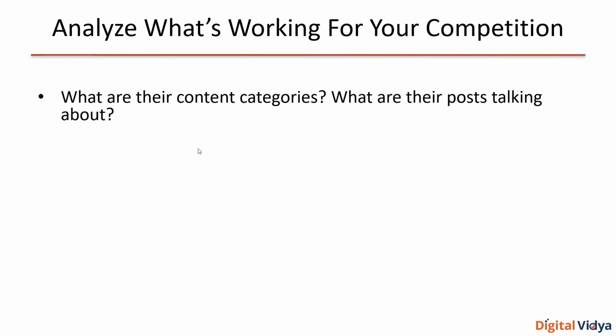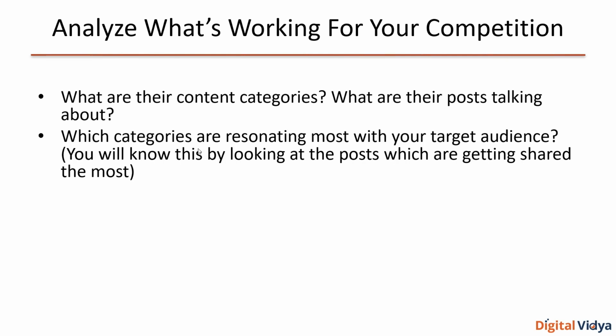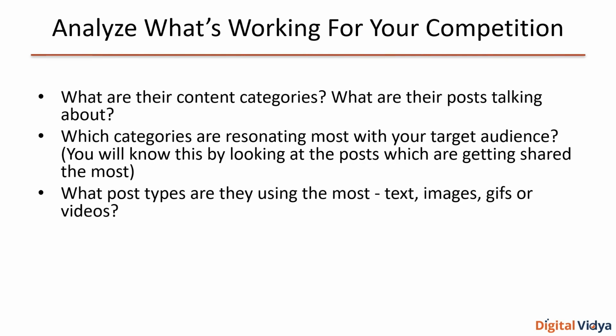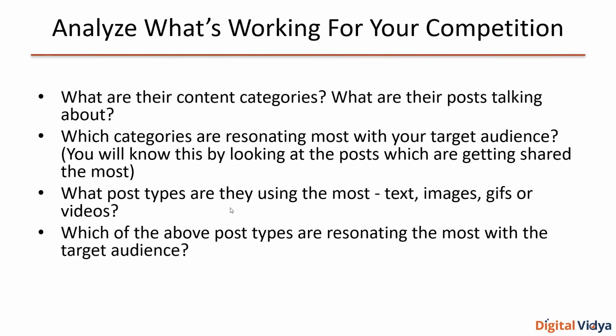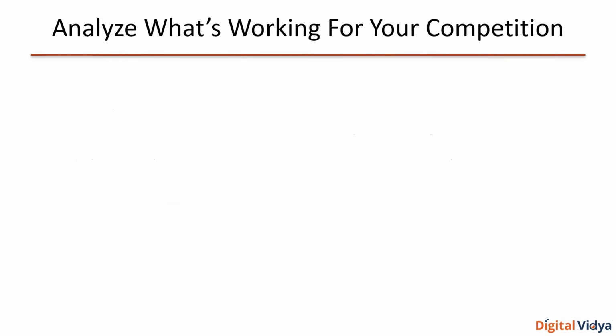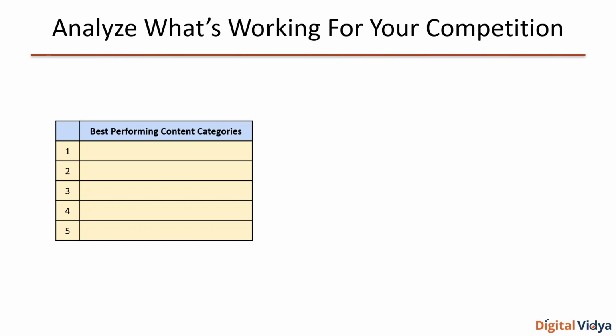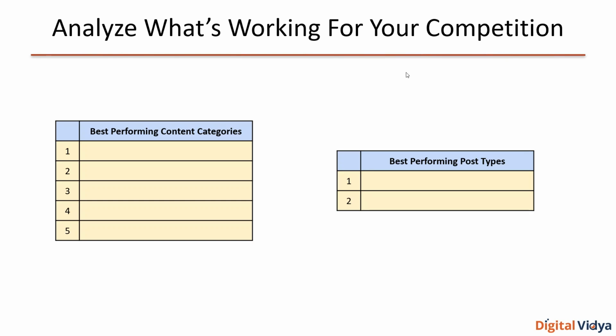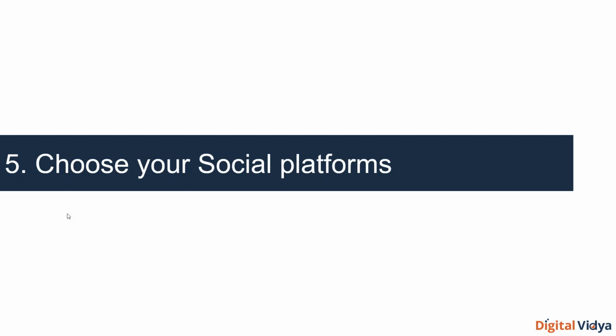So you look at what are they posting, right? What categories are working for them, right? What post types are they using? Which of the post types are resonating the most with the target audience? How frequently do they post? All this data will help you figure out what are the best performing content categories and best performing post types. You can then use this to make your marketing better. So now you know what's working. You can do more of what's working. You know what's not working, and you can do less of that. So it gives you a head start rather than starting from zero.